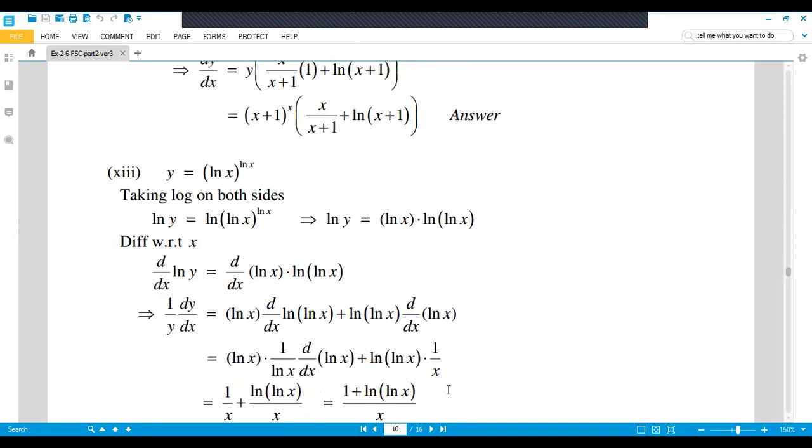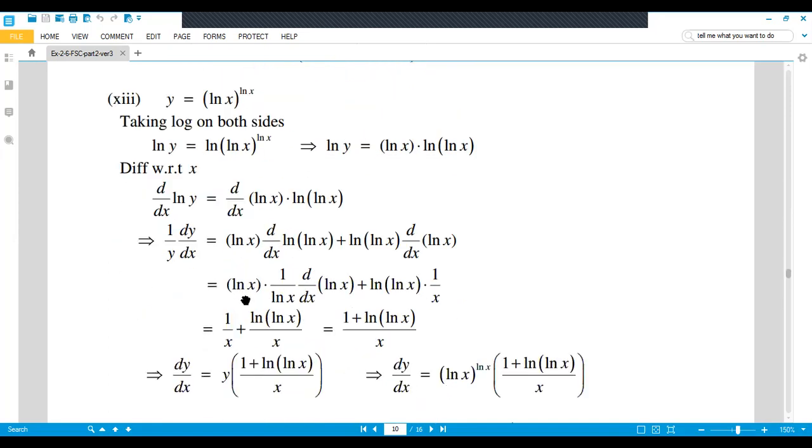Now natural log of x, and when you take the derivative of this, it will be 1 over that value which is enclosed in the bracket, and then further the derivative of that value which is enclosed in the bracket, natural log of x. Plus this one value you copy as it is, and the derivative of natural log of x is 1 over x.